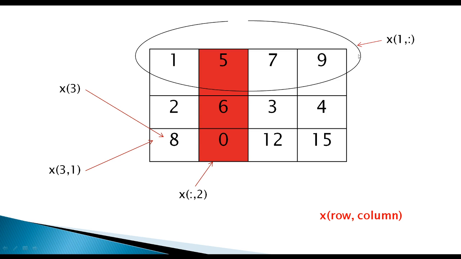Similarly, if I want to take out the second column, then I will use x colon comma 2. That means colon in the first field means all the rows. So this specifies all the rows, second column, right? So x(:,2). This way you can extract a particular variable, a particular element, in a matrix.